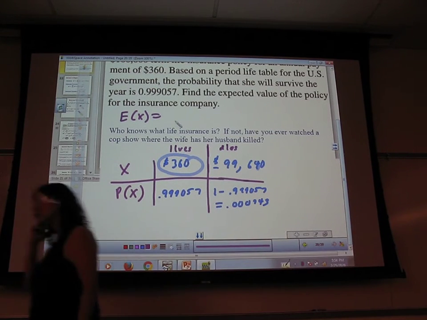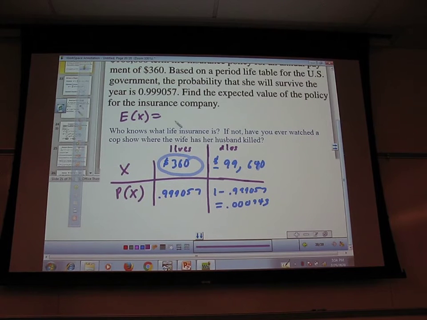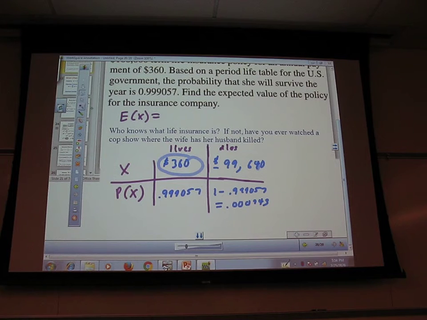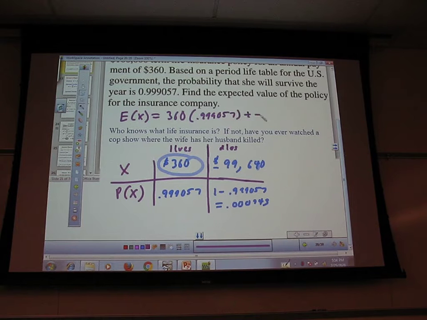Yeah? So wait, do you go to what x represents? Because X represents the value to the insurance company. How much is this person's policy worth to you in the long run? Sorry, I didn't see the negative. Sorry. Yeah. So it's going to be 360 times its probability, 0.999054, plus negative 99640 times its probability.